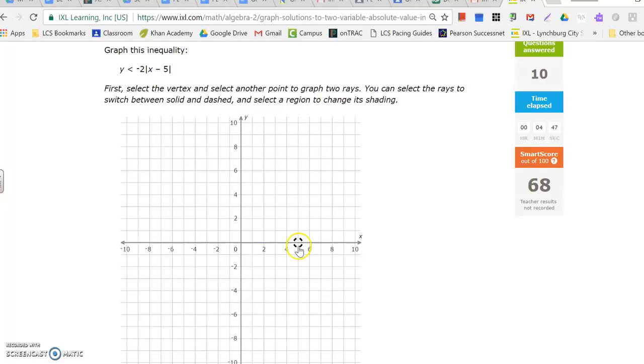Always find your vertex first. Then I'm going to have a slope of 2, but it's flipped upside down and negative. So we're going to go down 2 over 1 and get an upside down V. It's less than, so let's make it a dotted line and shaded below.